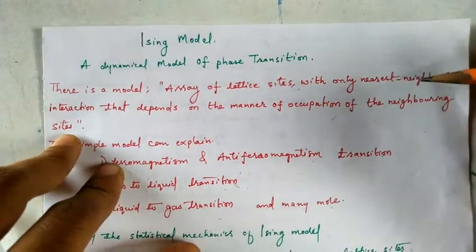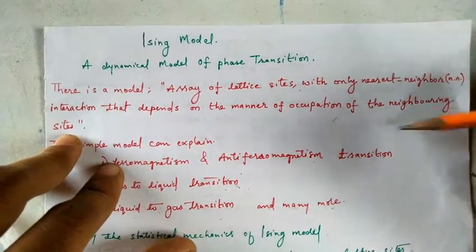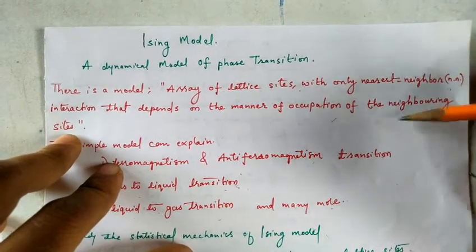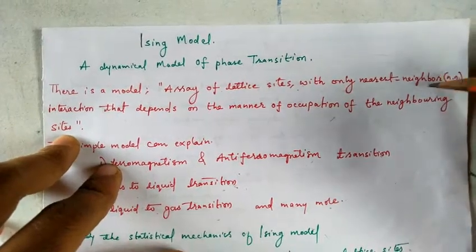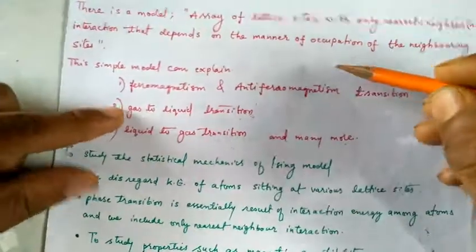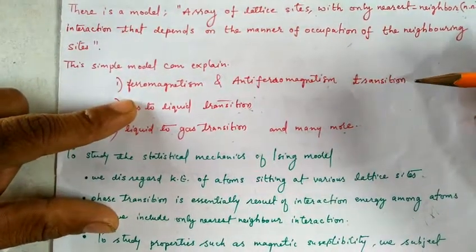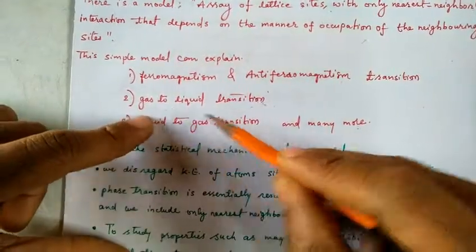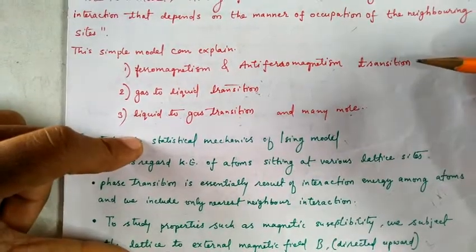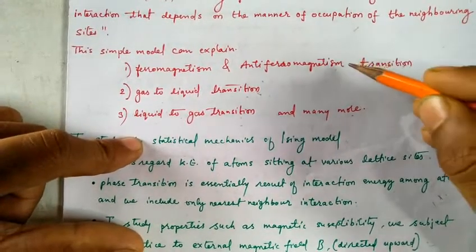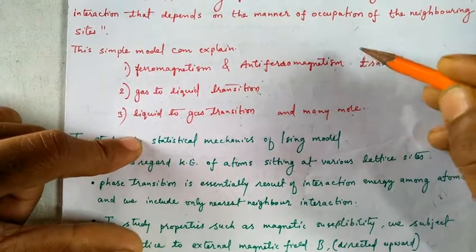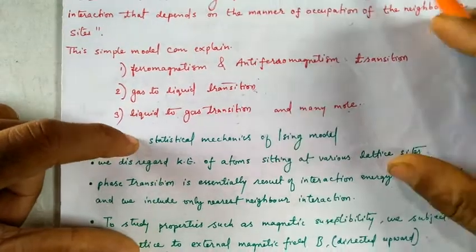If you don't understand this definition right now, don't worry about it, because later in this video I am going to explain it in more detail with the help of equations and examples. This simple model can explain ferromagnetism to antiferromagnetism transition, gas to liquid transition, liquid to gas transition, and many more. But here we will consider only magnetism. For our explanation purpose and to develop the theory we will use only ferromagnetism.